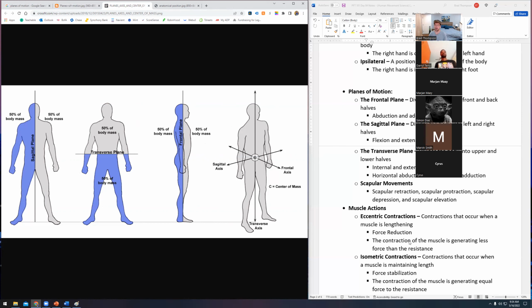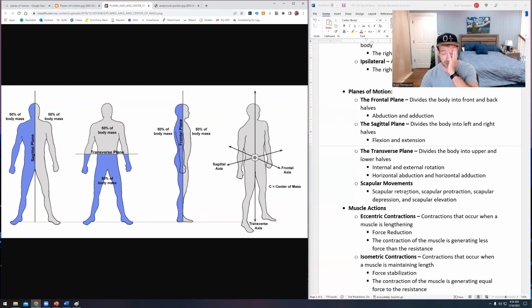Then we've got frontal plane movements. Imagine me doing stuff like this, side to side, right? And then we've got transverse movements. Think of them as twisting actions, okay? So those are the three types of movements we have, because those are the three primary areas in which we are moving, right?